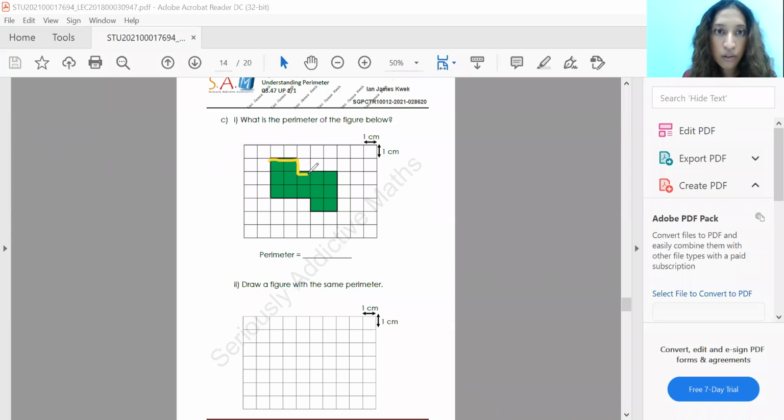1, 2, 3, up to 18. So 18 cm. Now draw a figure with the same perimeter. Same perimeter, right? So I would do a rectangle. 1, 2, then 1, 2, 3, 4, 5, 6, 7, 8.